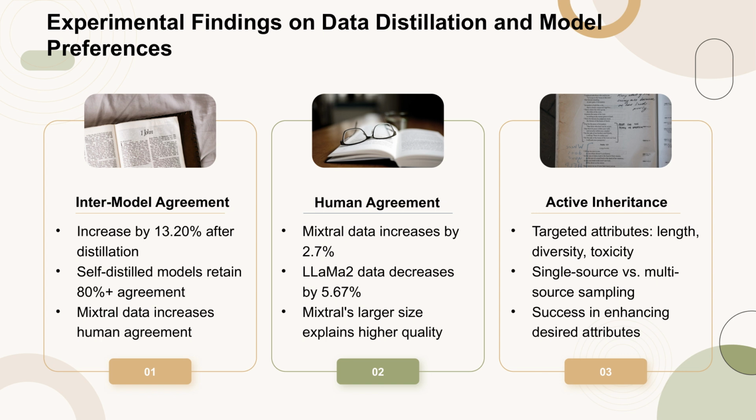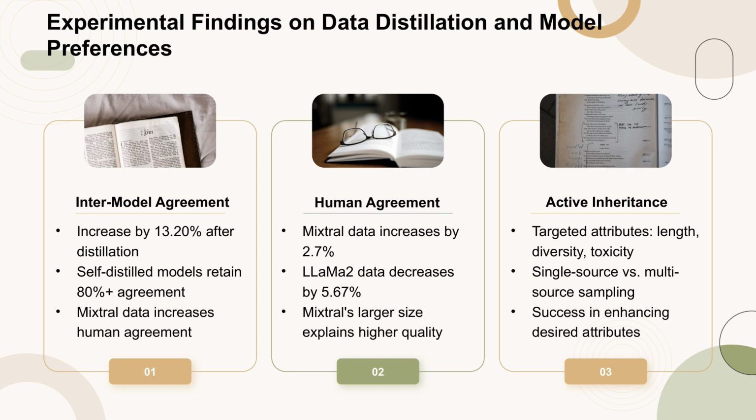In this section, we discussed the experimental results focusing on the influence of data distillation on model preferences. We observed a significant increase in intermodal agreement by 13.2% after data distillation, particularly for models trained on synthetic datasets generated by other models. Self-distilled models maintained a high agreement rate above 80%, indicating a strong retention of the teacher model's preferences. Regarding human agreement, models fine-tuned on Mixtral's data showed an increase of 2.7%, while those using Llama 2's data experienced a decrease of 5.67%. This difference can be attributed to Mixtral's larger effective size and higher quality generations.